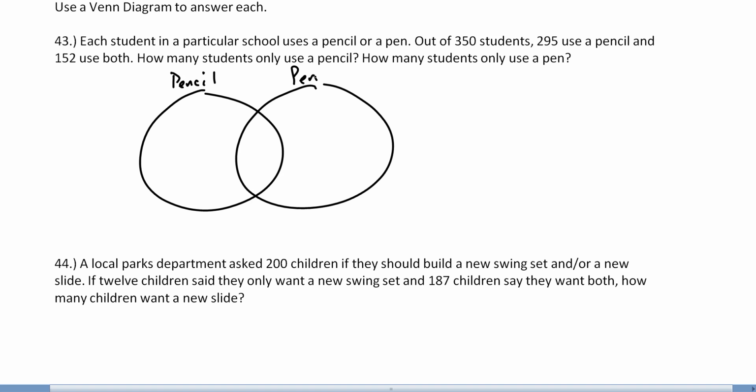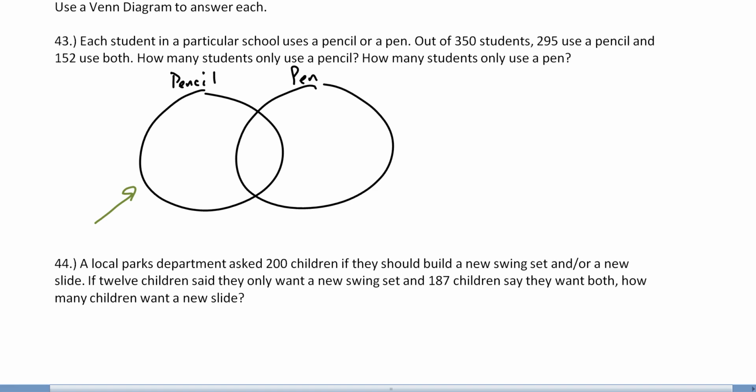295 use a pencil, which means this circle over here is going to have 295 values in it. That doesn't mean we're going to put 295 out in this section. It means the total between those two sections is going to be 295. Okay? So we don't quite have enough information to write anything down yet. We've got to keep reading.